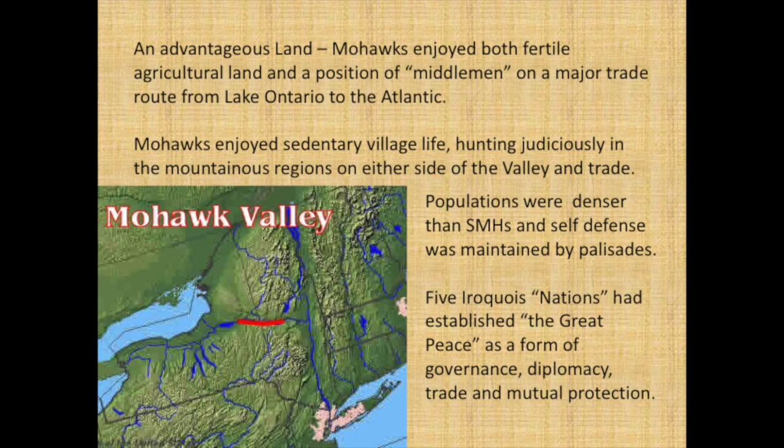And that's how this type of land tenure, really based upon land use and land understanding in those knowledgeable cultures, would be cultivated. Now, I want to give you another example that takes place below or south of the St. Lawrence River among the Mohawk people, who were agriculturalists for the most part. Clearly, the Mohawk Valley is a very advantageous land. Mohawks enjoyed both a fertile agricultural land, a bottomland, and a position of middlemen on a major trade route from Lake Ontario to the Atlantic.